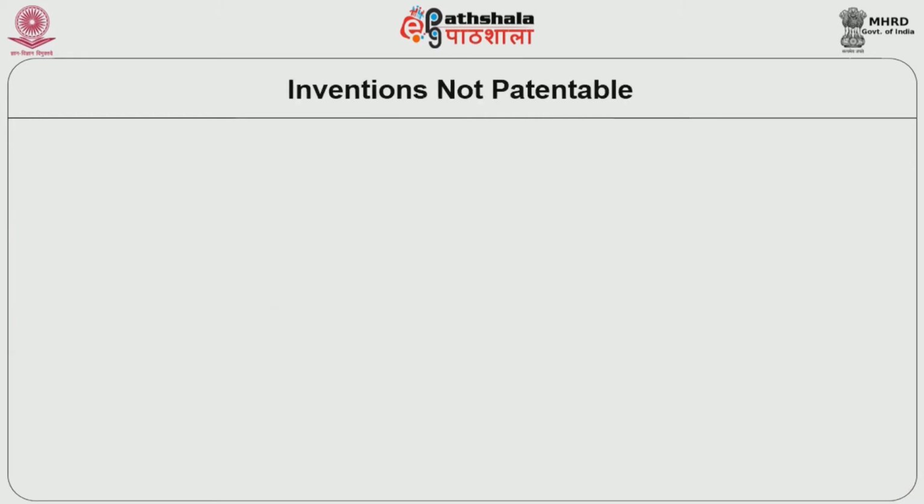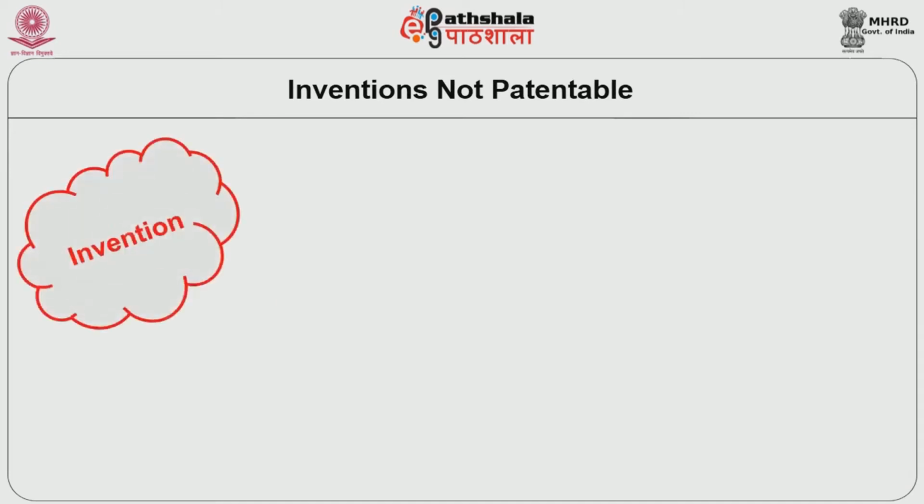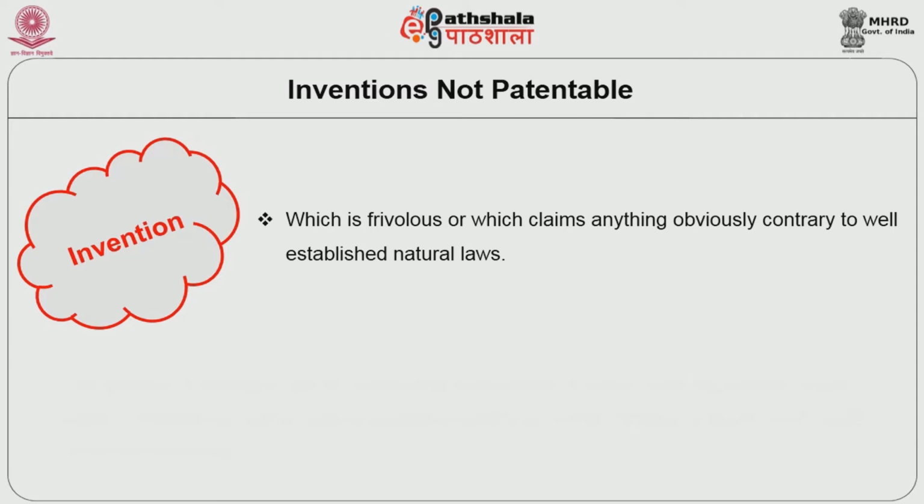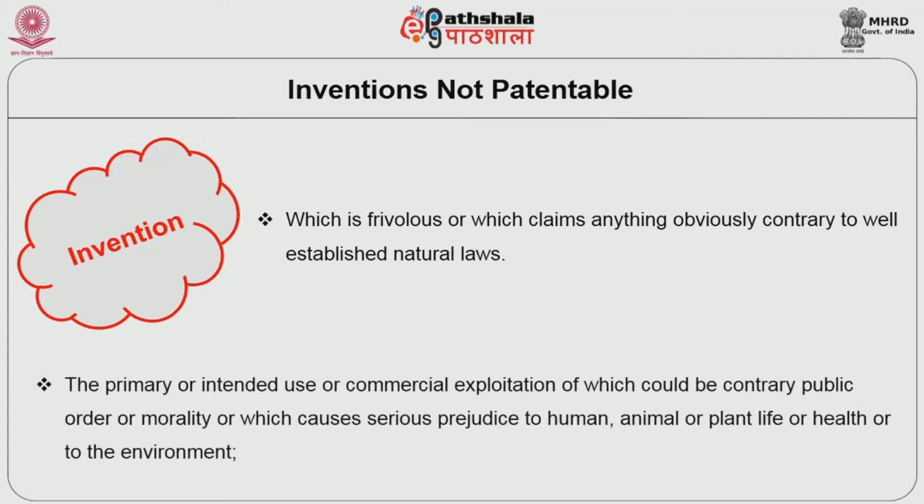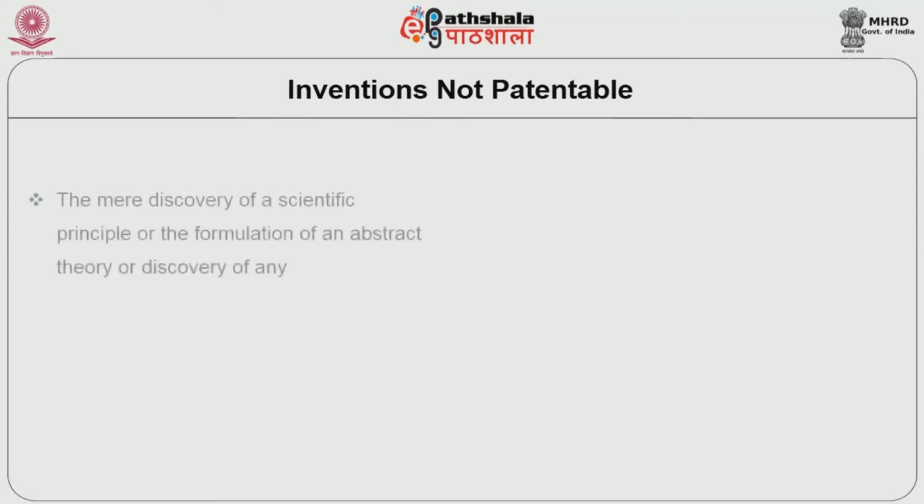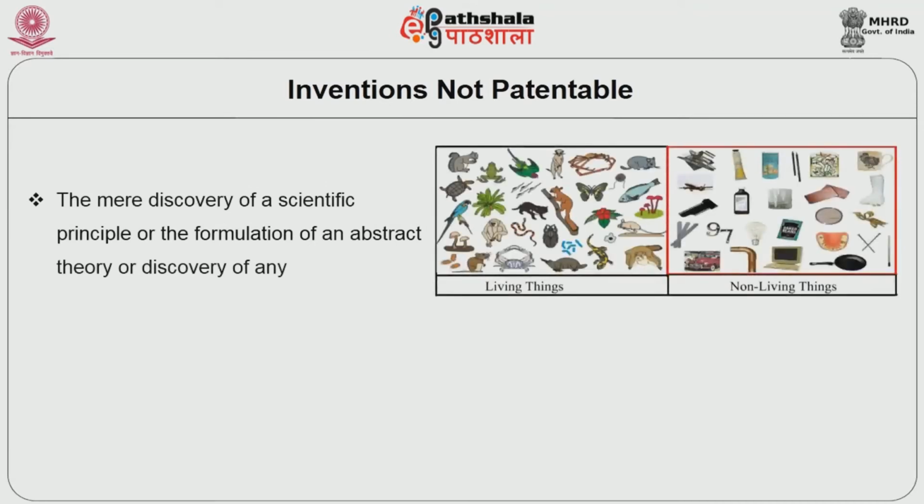There are a few examples I have given of what is not patentable. If an invention is contrary to established natural law, you cannot go for a patent. If the invention is primarily intended for, or its commercial exploitation is contrary to, public order or morality, or causes serious prejudice to human, animal or plant life or health or to the environment, it is not patentable. Also, mere discovery of principles, formulas, formulations and theories, and discovery of any living or non-living substances occurring in nature, are not patentable.